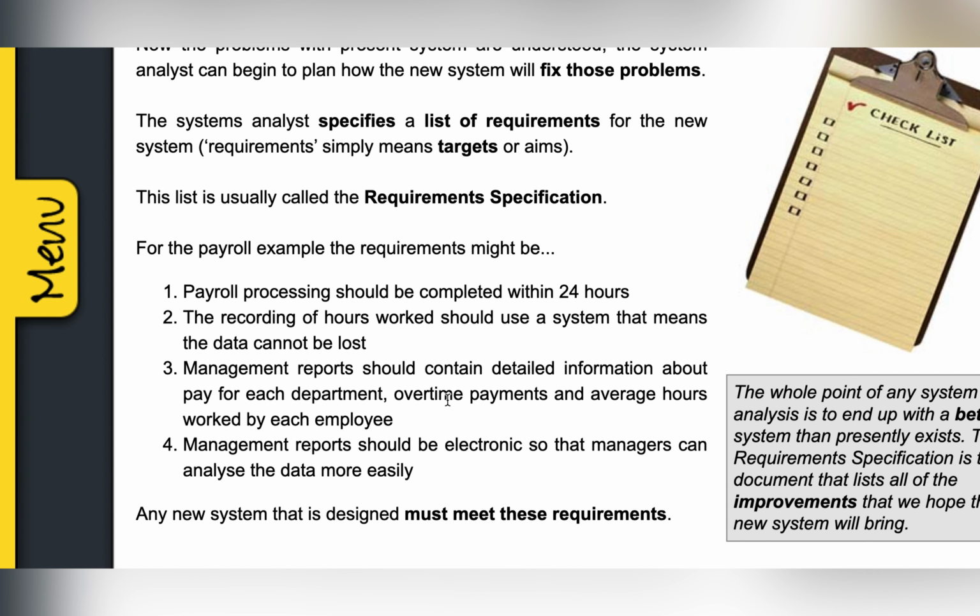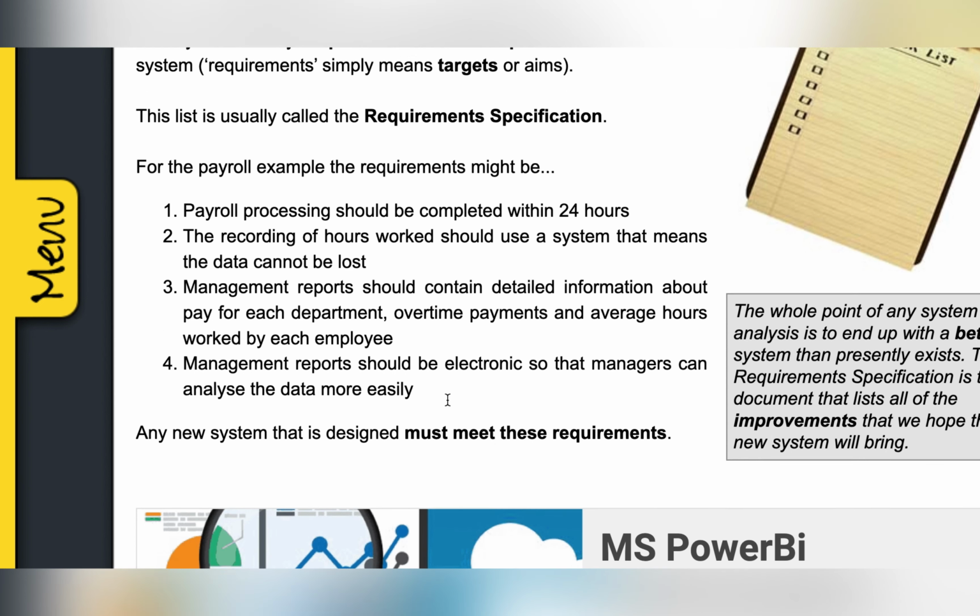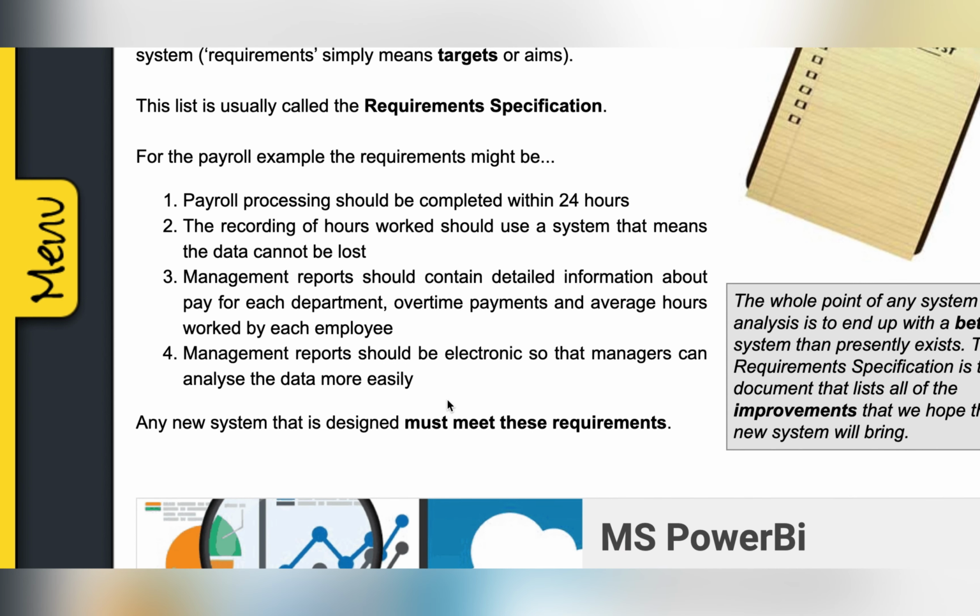Then the management report should contain detailed information about the pay for each department, overtime calculation, bonuses, extra time, average hours worked, and everything that is done in an organization. Then another requirement that you've noted, due to the problem of the old one, is that the management report should be electronic, so that the managers can analyze the data more easily.